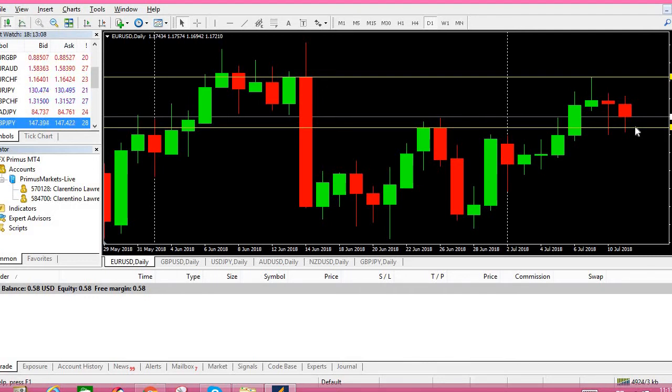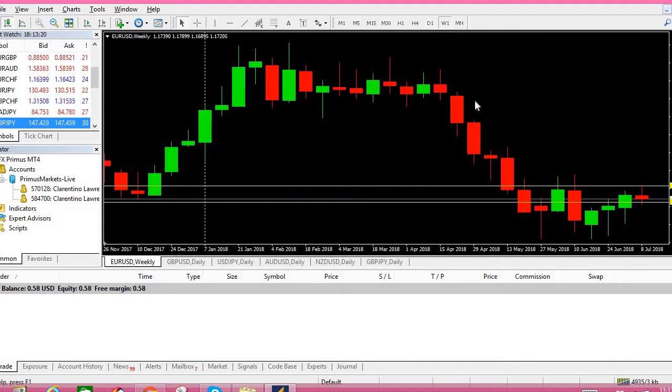For the Euro USD pair. Now, I'm not really sure, but based on the data at hand, let's have a look at the weekly chart. Let's make our analysis more solid. So for the past few weeks, the price has been consistently moving upwards.